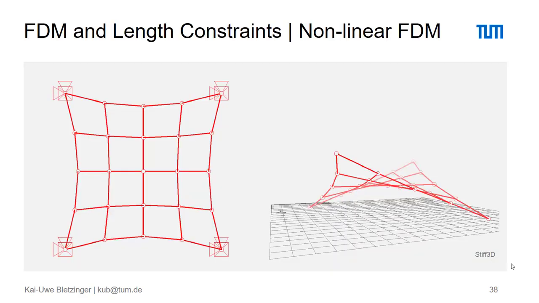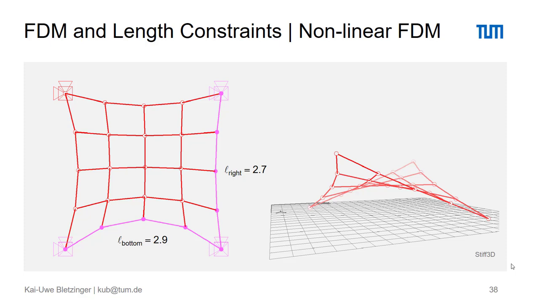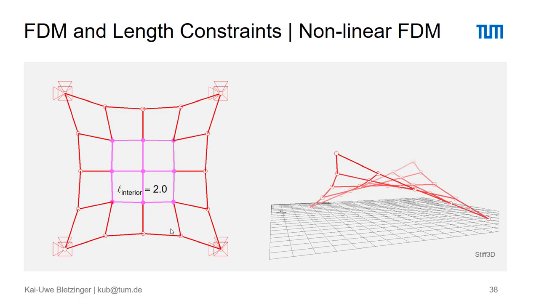First example, let's go back to our 3D cable net we have discussed before on the lines of minimal path length. We may modify the problem, for instance, like that: we just prescribe the length of the links of the edge cables, here 2.7 and here 2.9, just an example. Then we of course are modifying the final shape of the structure. Or in this case, we just constrain the length of the interior links to 2.0.